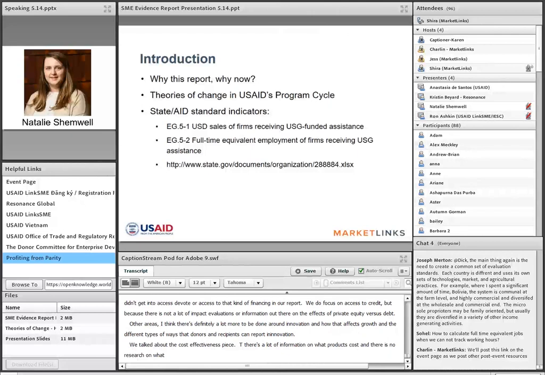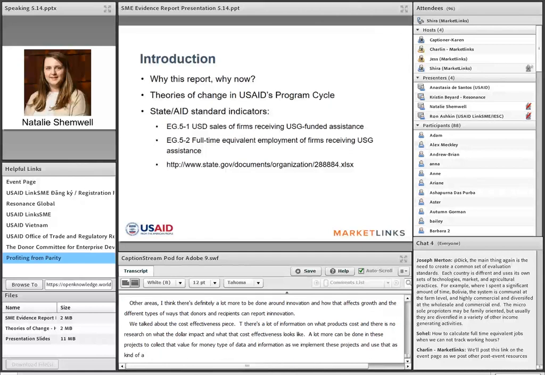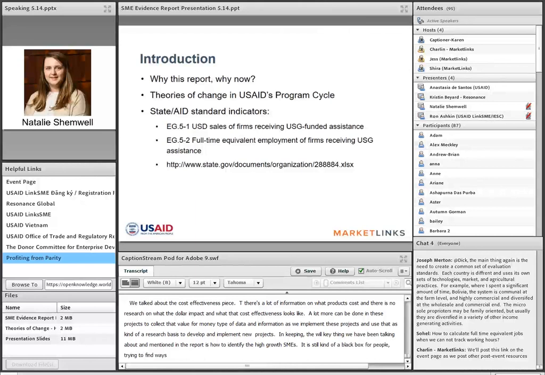So I think there could be a lot more done when we're developing and implementing these projects to collect that kind of value for money data and information as we implement them, and use that as a research basis to develop and implement new projects. And then I think the key thing we've been talking about, and mentioned in our report, is how to identify those high growth SMEs. I think it's still kind of a black box. There have been attempts, but there's no clear consensus on who those businesses are. So I think there's a lot more research to be done there as well.